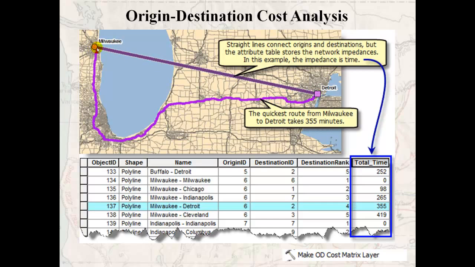It's going to display it this way, but what it's doing in the background is it's calculating it this way. And so for each point and each other point, it's calculating a distance, a shortest time, a shortest impedance between that point and all the other points.